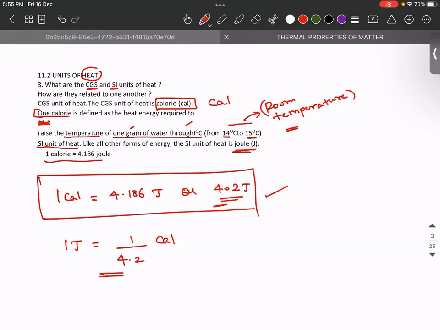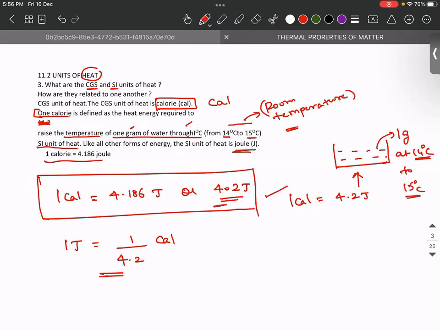The meaning of this is, if I take water of exactly 1 gram at 14 degrees Celsius, I need to supply an energy of 1 calorie, or 4.2 joule, to raise the temperature of this water from 14 degrees Celsius to 15 degrees Celsius. That is the meaning of this calorie. Is it clear?